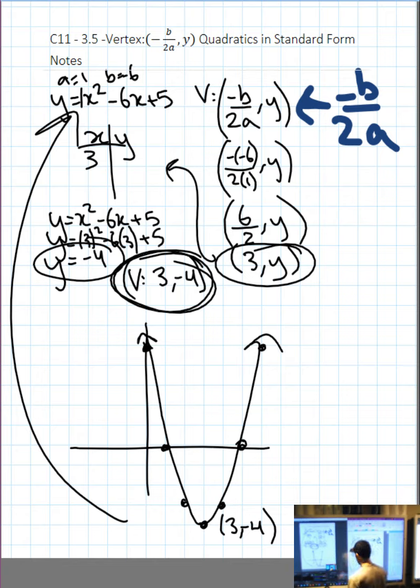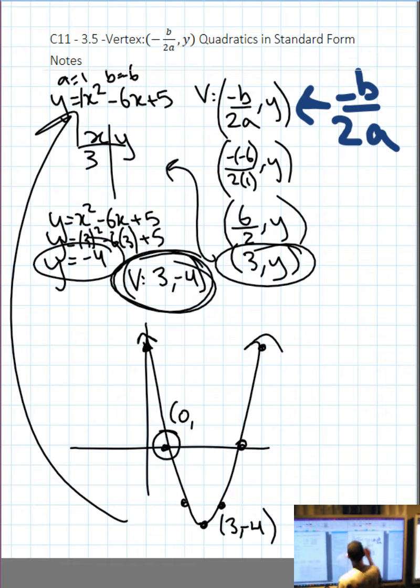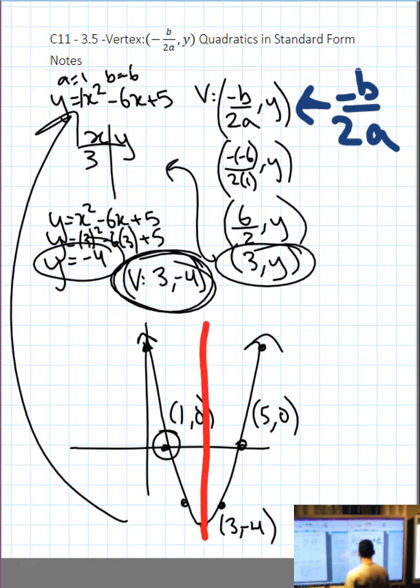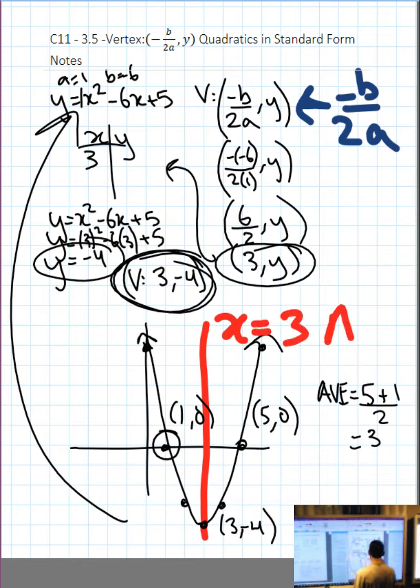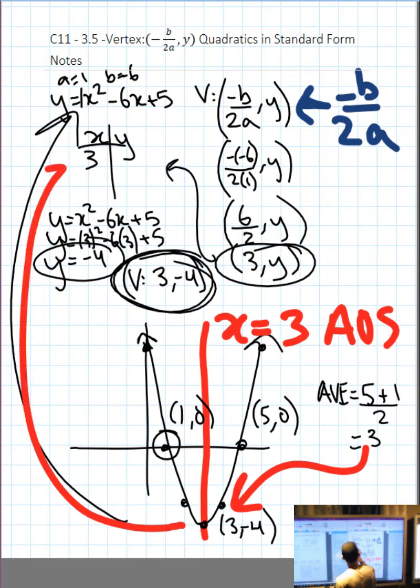Now, what if we only got the x-intercepts, 1, 0 and 5, 0? Well, look at that. Cutting it in half, the axis of symmetry is at 3. How can we get 3 from these numbers? We can calculate the average by adding up the x values and dividing by 2. 5 plus 1 is 6, divided by 2 is 3. That gives the equation of the axis of symmetry, x equals 3. Then you know the x value is 3, and you can just put it into a table.